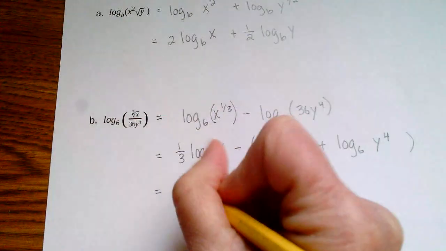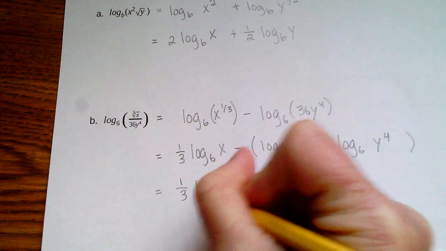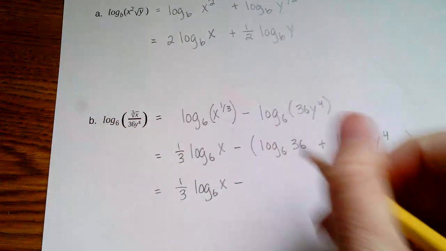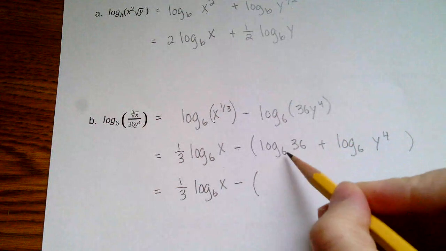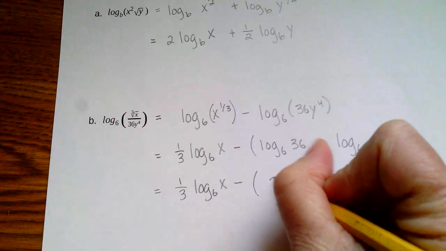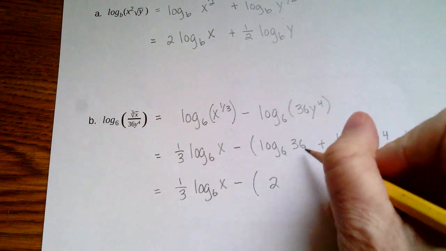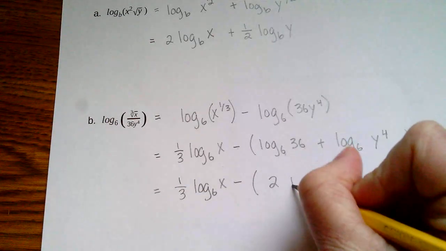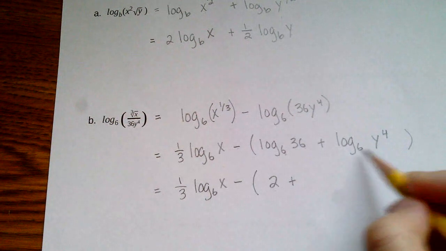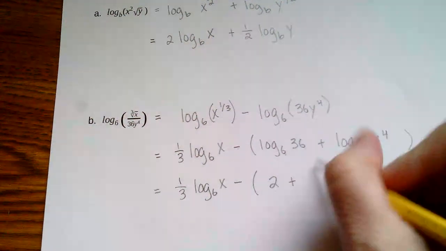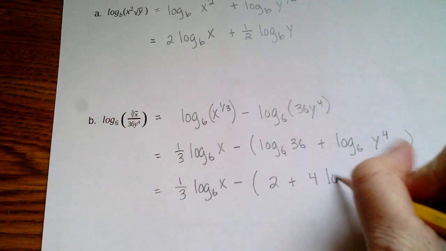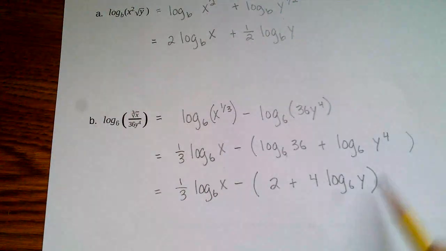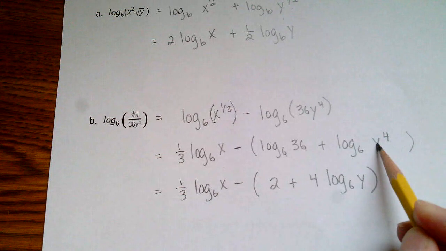I can still simplify. My 1/3 log base 6 of x is not changing. My minus sign is not changing. Log base 6 of 36 is 2 because 6 squared is equal to 36. And I can rewrite log base 6 of y to the 4th as 4 log base 6 of y. Again, I'm using the power rule because I had an exponent on my argument.